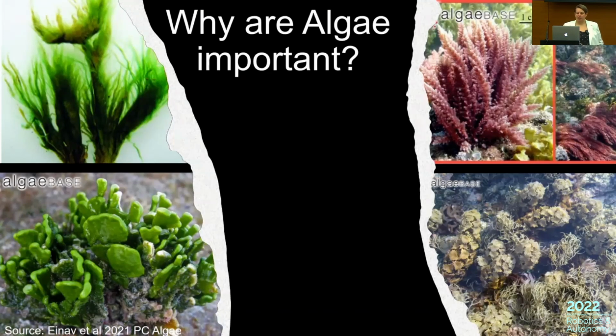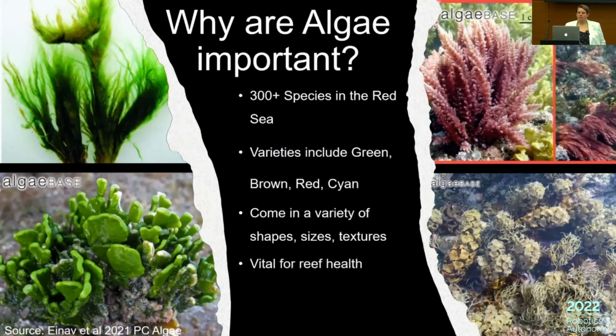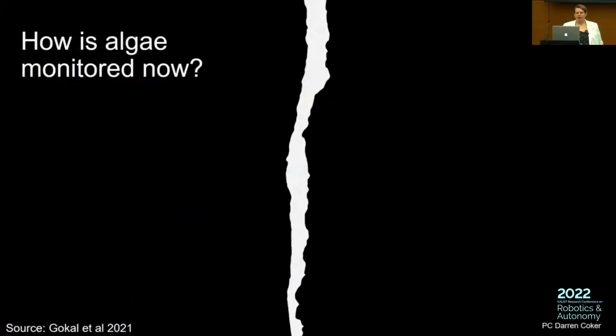Algae is important because it helps the reef by providing structure, homes, food, producing sand, and nutrient retention. In the Red Sea, there are over 300 species of algae. The varieties come in green, brown, red, cyan, and, like I said, shapes, sizes and textures, and they are vital for the reef. So how is algae monitored?